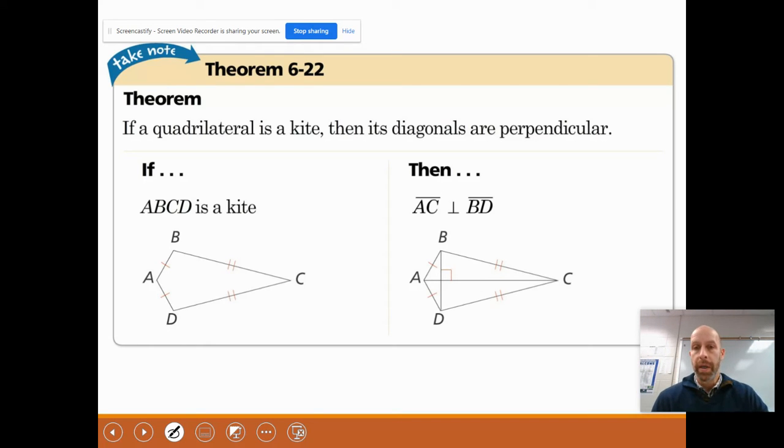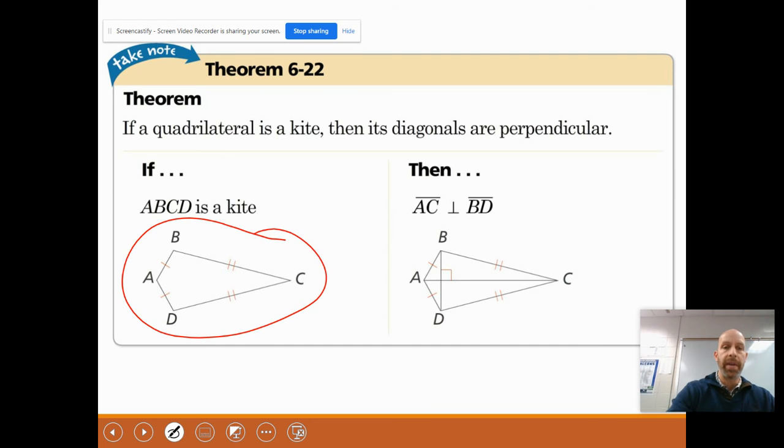So we're only going to deal with one theorem involving a kite, and here's what it says. If a quadrilateral is a kite, then the diagonals are perpendicular. So if we have a kite, ABCD, then I'm telling you the diagonals are perpendicular. In other words, they form a 90-degree angle, a right angle.